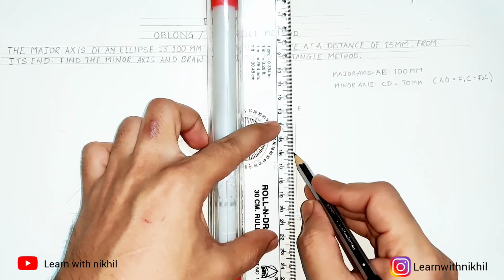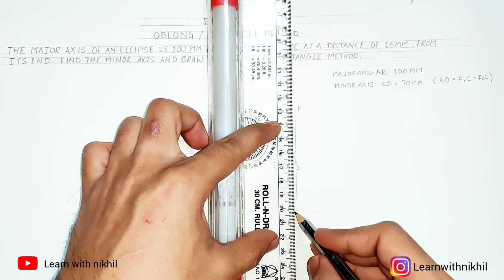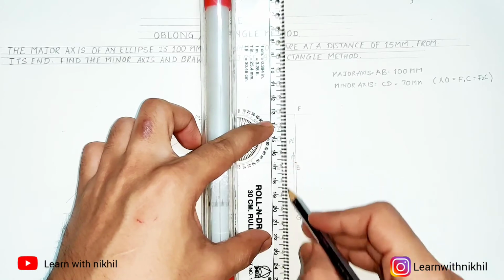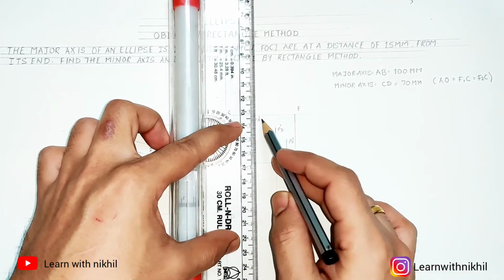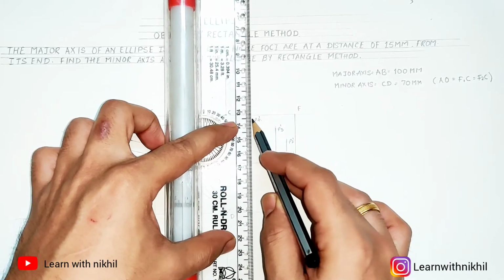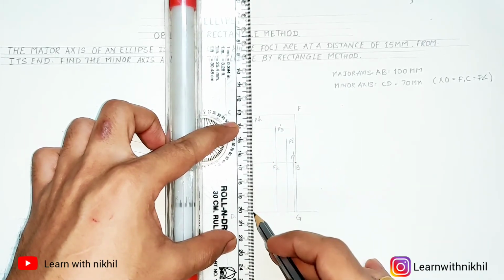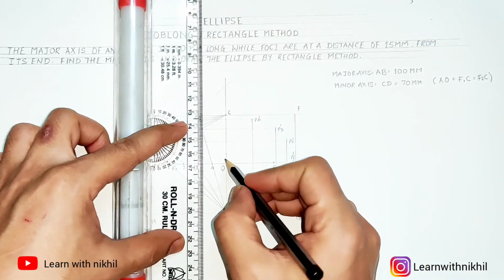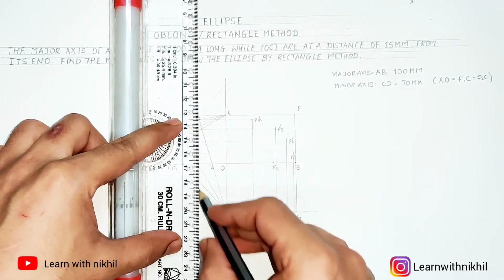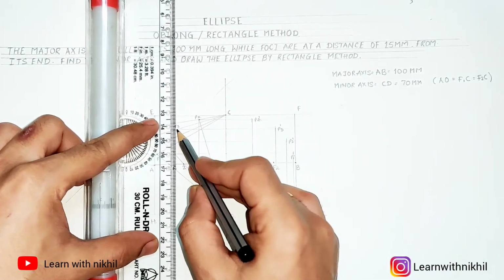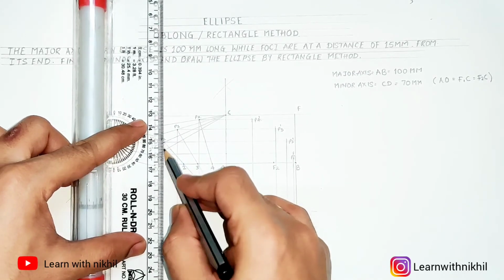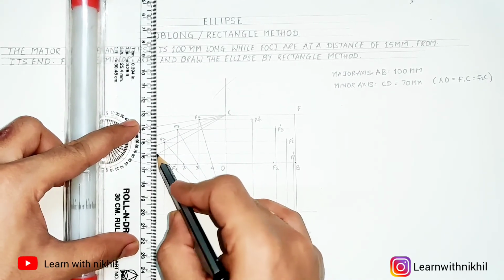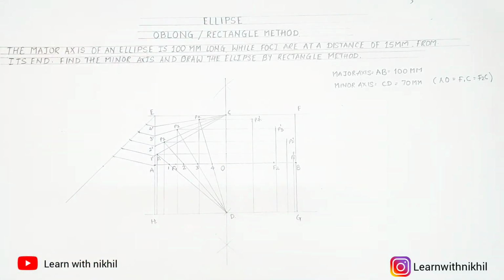So this is P1 dash. Draw parallel lines properly. P4 dash. And same on this side as well. P4, P3, P2 and P1. Now same method using compass.